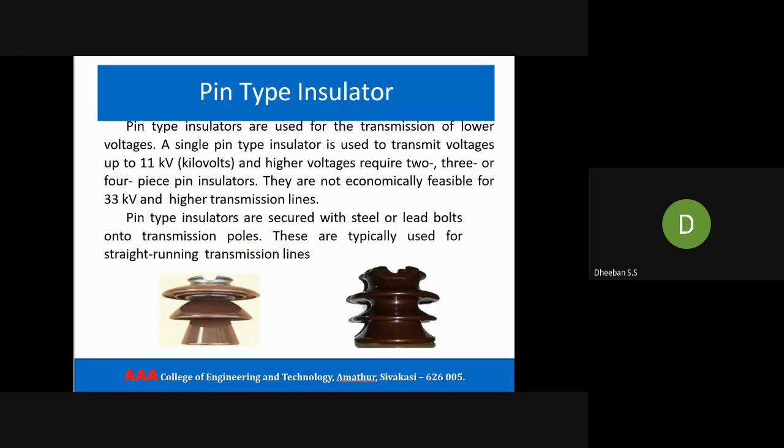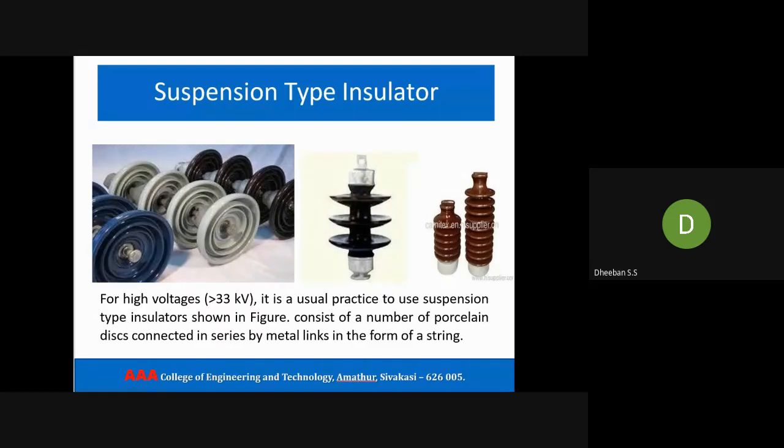So here they have given the same thing up to 33 kV. This is another diagram of your pin type insulators. You already know they have been secured with lead bolts at the cross arm bounds. So next is the suspension type insulator, where the suspension type will be used means greater than 33 kV.